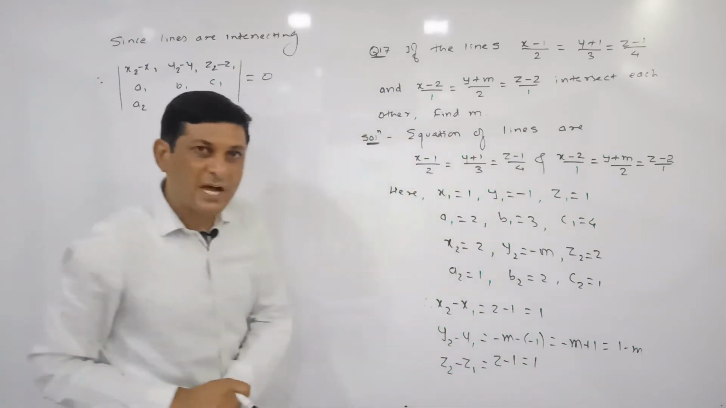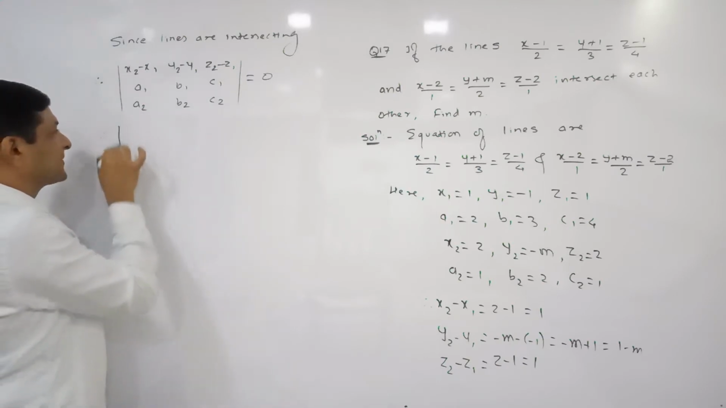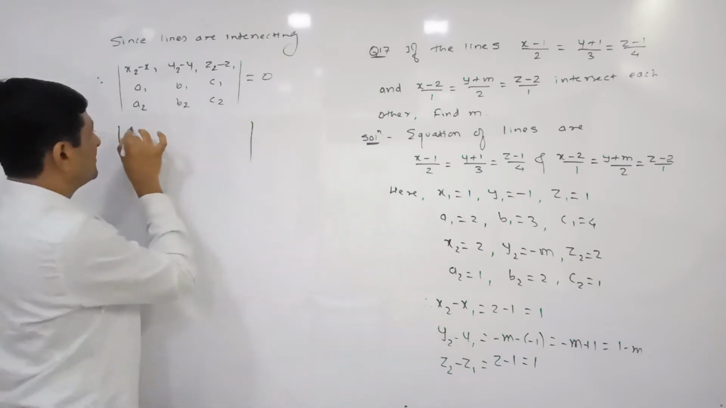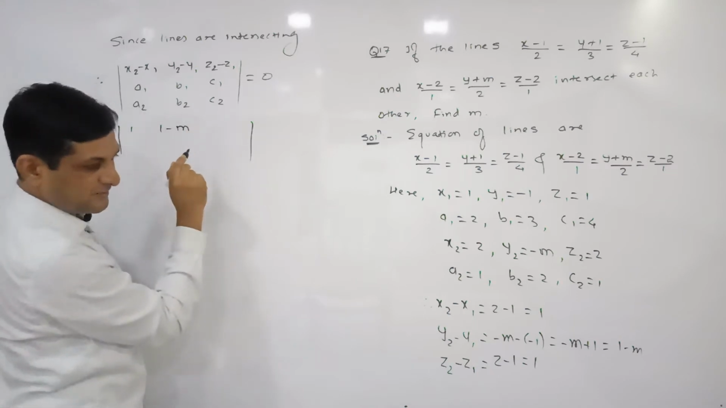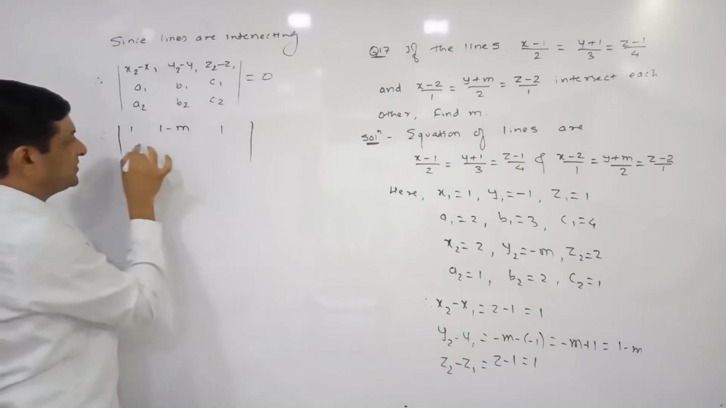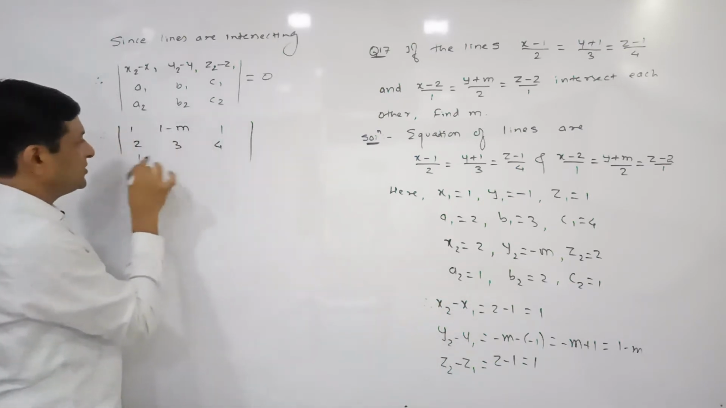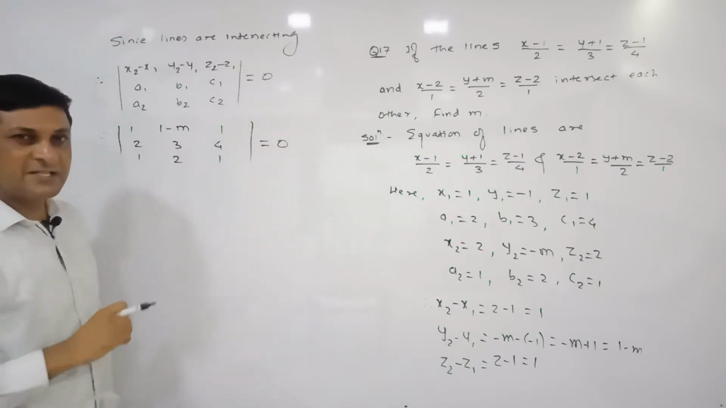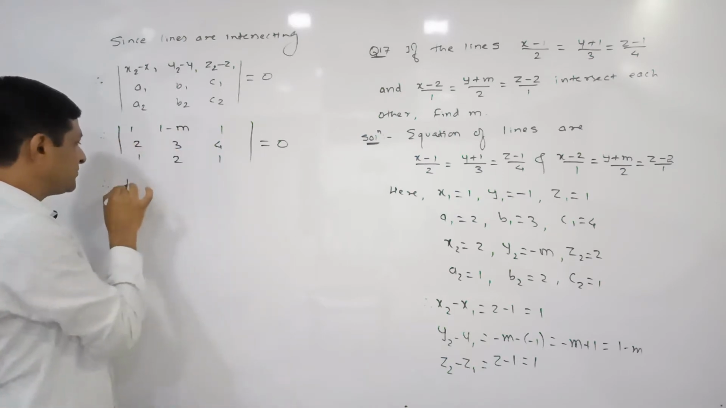Once these values are known to us, let us substitute them in this formula. Therefore x2 minus x1 is equal to 1, y2 minus y1 is 1 minus m, and z2 minus z1 is equal to 1. a1, b1, c1 are 2, 3, 4, and a2, b2, c2 are 1, 2, 1. On this side 0, keep it as it is. Let us simplify this determinant and we will get our required value, m. So keep this 1 as it is.